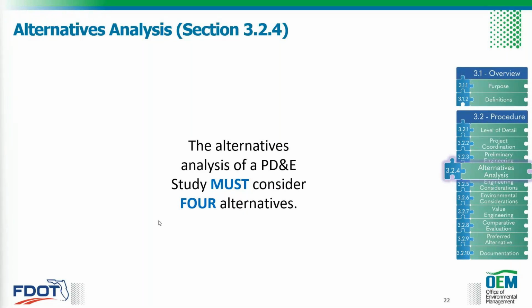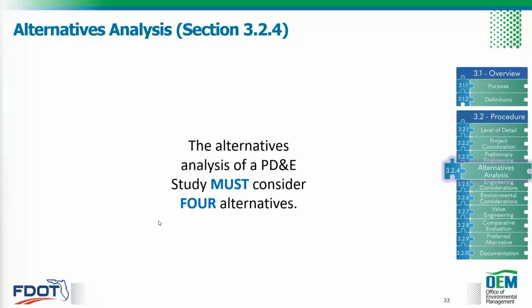alternative should move forward. Alternatives analysis involves evaluation of both engineering and environmental aspects of the project. So when Tali was going through those existing conditions, we're talking about both engineering and environmental, and we're utilizing our engineering design criteria and our engineering analysis to try and find the least impactful alternatives.